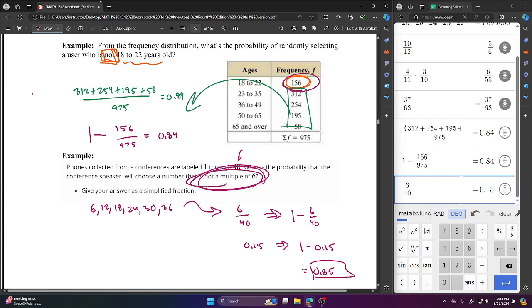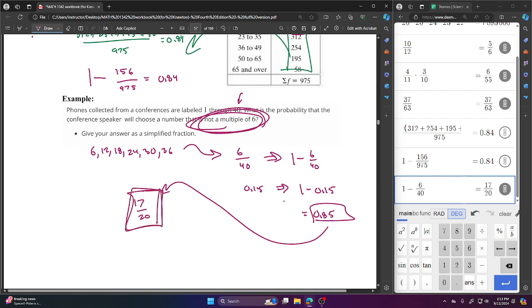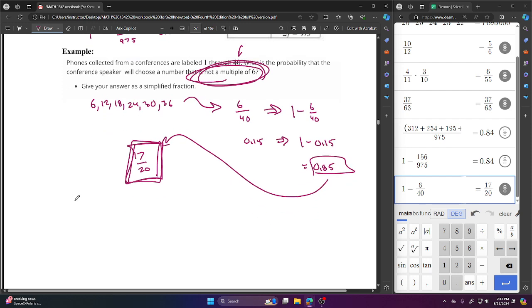Oh, it says simplify fraction. Look at that. Okay. There we go. Yay, Desmos. 17 over 20. I'll box it in 3 times because it's so important, apparently. Cool? Okay. Yay. That's not too bad.